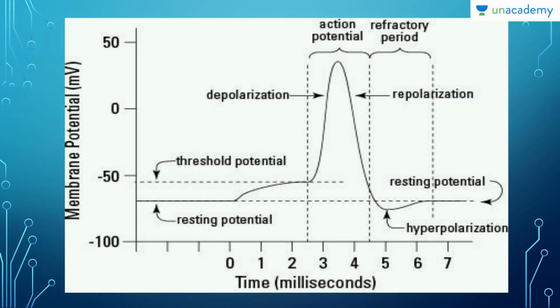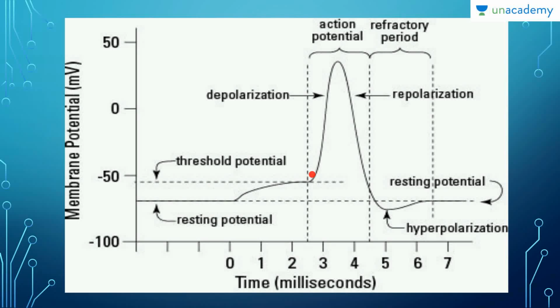Let's consider this graph right here. We had minus 70, which was the resting potential, and approximately minus 60 or something, closer to minus 45 or something, is the threshold potential. So this much should be the value of the threshold stimulus in order to trigger an action potential.